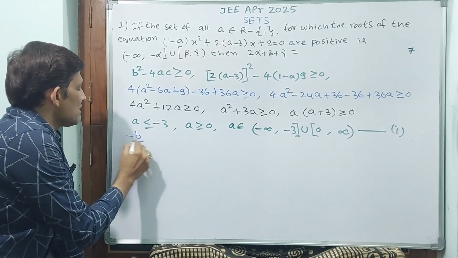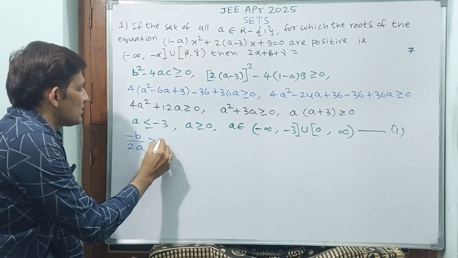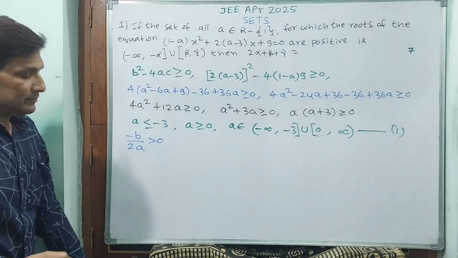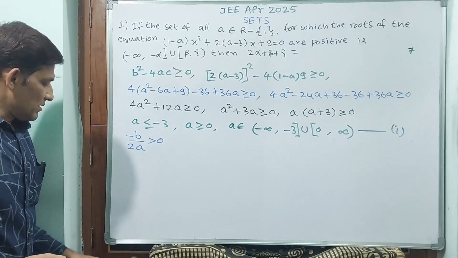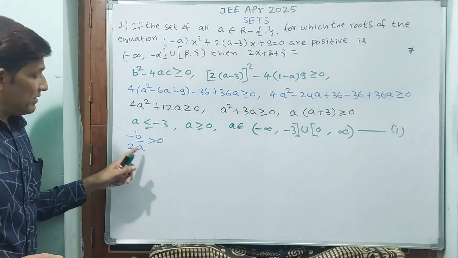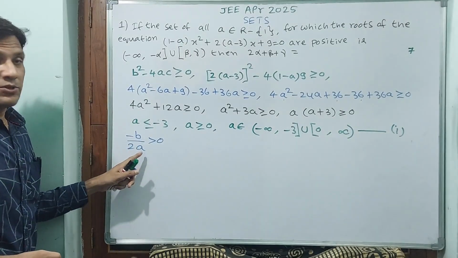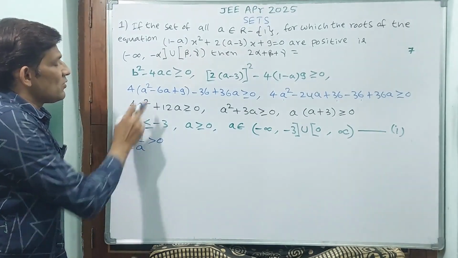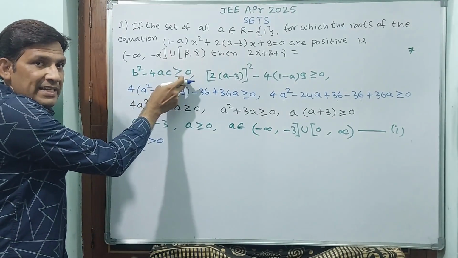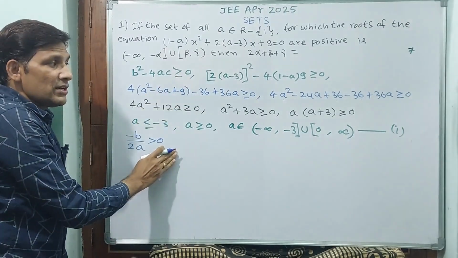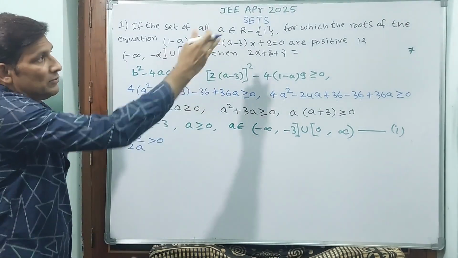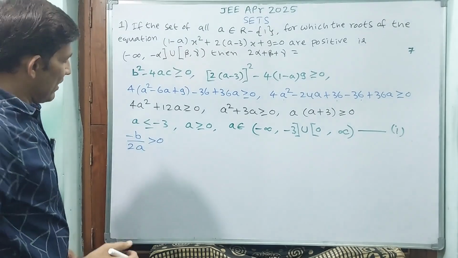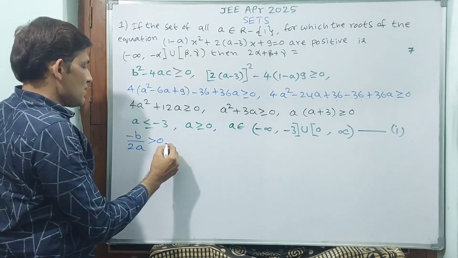Shall I say −b/2a also should be greater than 0? You need not write equal to. −b/2a should be greater than 0. If this is greater than 0, then multiplying with the greater-than-or-equal-to-0 part, only then the value is going to come as positive roots.